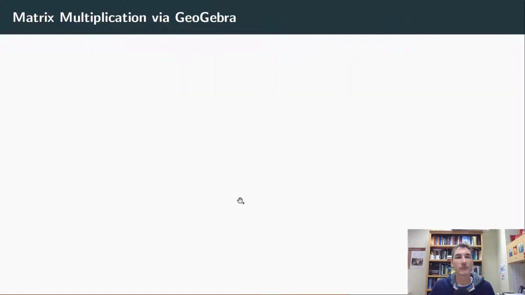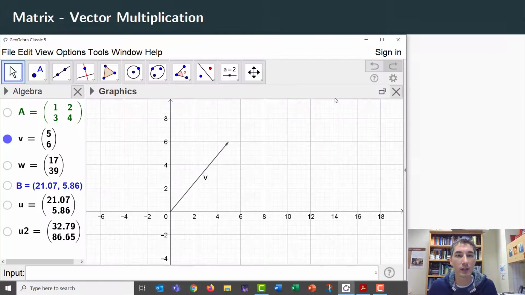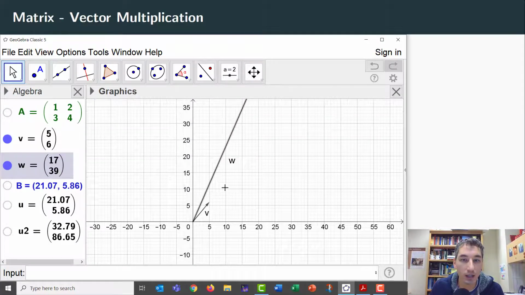Okay, so the next thing is, what is a matrix multiplication actually doing? Like, why does 5, 6 end up at 17, 39? I want to jump over quickly to GeoGebra just to illustrate this. I've entered the matrix 1, 2, 3, 4, and I've entered the vector 5, 6, and so here's the vector 5, 6, right? It just goes from 0, 0 to that point. When you multiply, so I've defined W to be the multiplication of A and V, you get 17, 39, and that is, I guess, way out there.